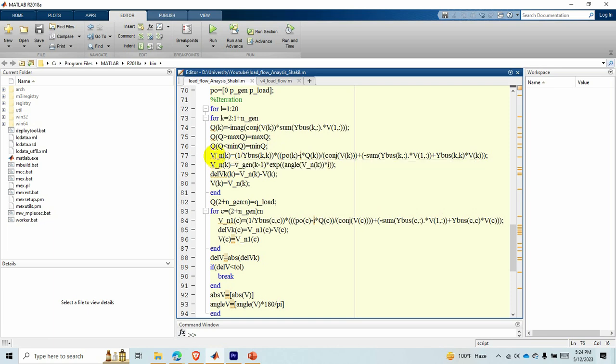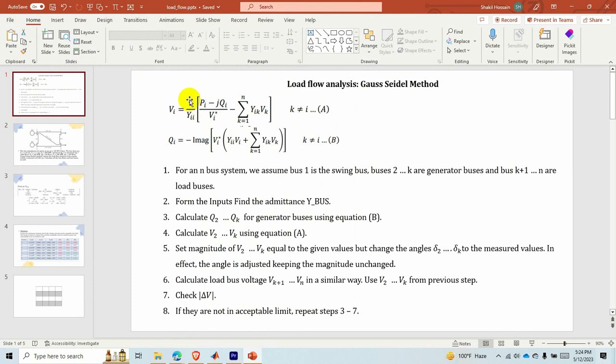So here I write this equation for calculating the bus voltage. The equation is Vi = (1/Yii) × ((Pi − jQi) / Vi conjugate − summation of k = 1 to n of Yik Vk, where k is not equal to i).